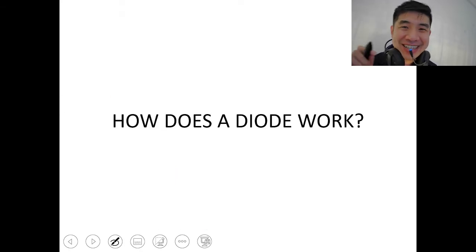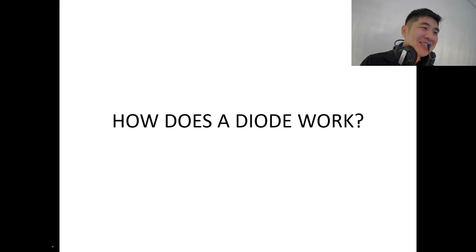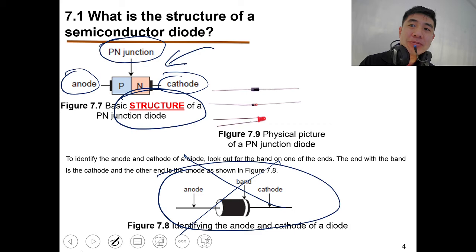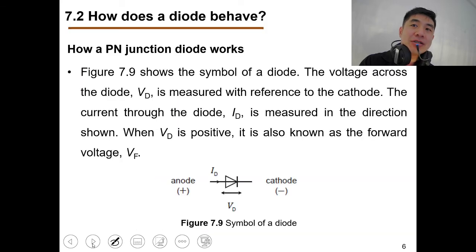So how does a diode work? Oops, wrong. Let's try that again. So how a PN junction diode works. If you look at the slide, we see the diode basically works in forward and reverse bias. I think this one by now you should know already.